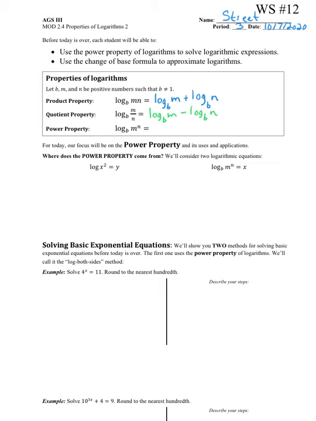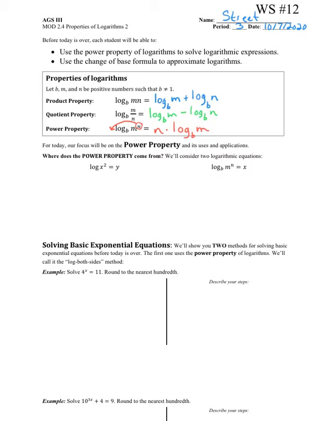And the last one, which I'm going to explain right now, has this log base b of m to the n power. And what we can do is take that n and drop it out in front of the logarithm and rewrite it as n times log base b of m. This one's called the power property. And again, I don't expect you guys to have the names of the properties memorized, but we do need to know how to use them.